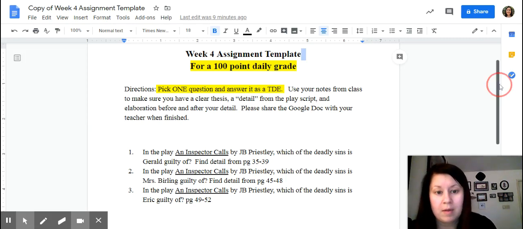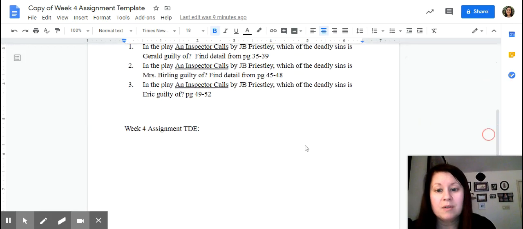Now, below this, there's a place for you to compose your TDE and send it to me. This will always start with your thesis. Please include the author's name and title of the work in your thesis to make it academically stronger. Then you'll need some elaboration to give me a little background. Then you'll use your detail, the author's words, and then more elaboration to conclude.